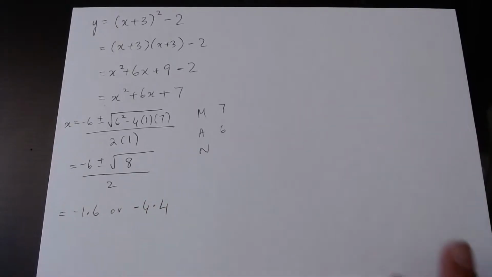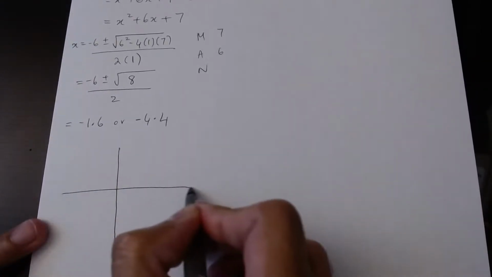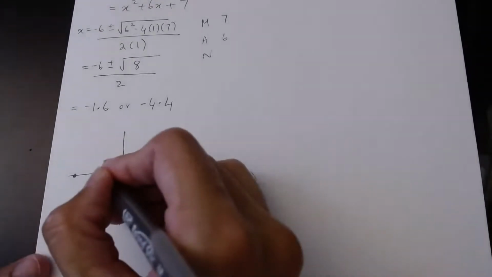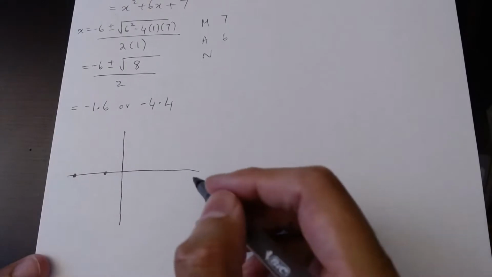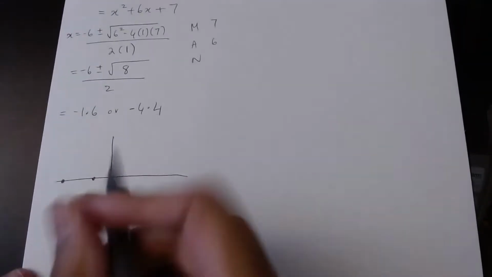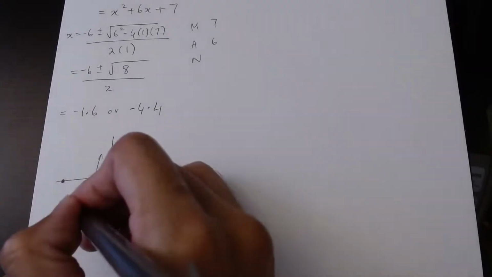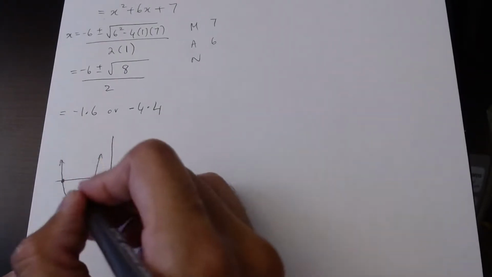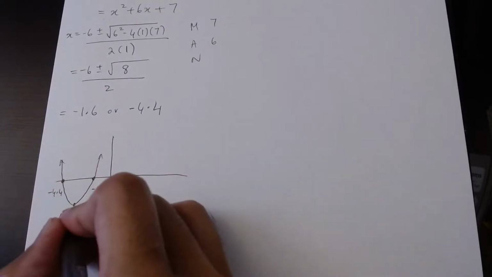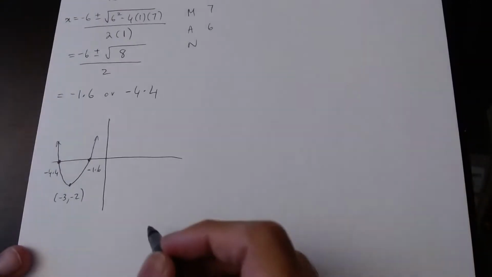So now it's pretty much the same procedure. I have my x-intercepts, I have my vertex, and I can just draw this out. So my x-intercepts are negative 4.4 and negative 1.6. My vertex, you can tell that from here, is just negative 3, negative 2. Now I can draw my reciprocal. Should be pretty easy at this point.